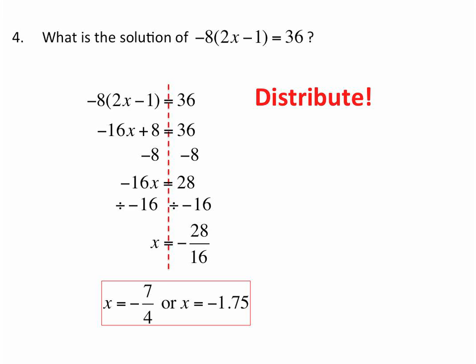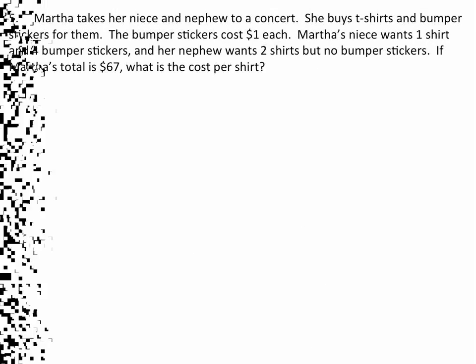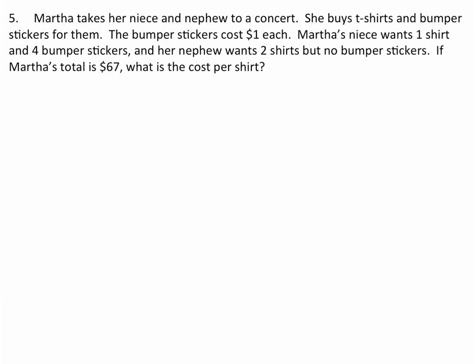Either one's fine. All right, number 5 here is that word problem that I talked to you about. So Martha takes her niece and nephew to a concert. She buys T-shirts and bumper stickers for them. A bumper sticker costs $1. Martha's niece wants a T-shirt and 4 bumper stickers. Her nephew wants 2 T-shirts but no bumper stickers. If Martha's total is 67 bucks, what is the cost per T-shirt?